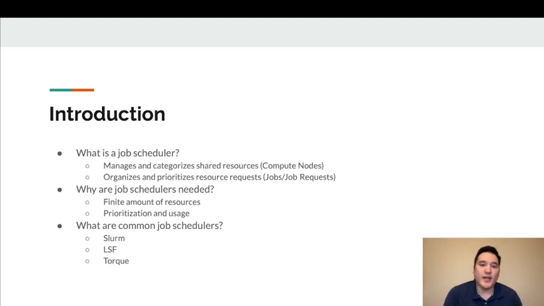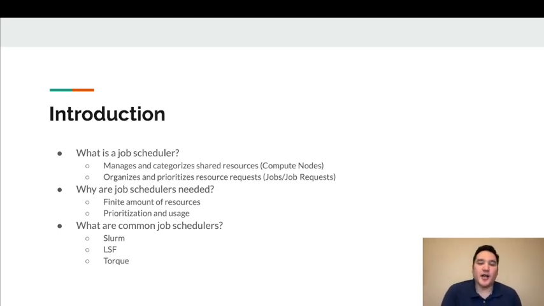It also will organize and prioritize resource requests, basically jobs and job requests. What this means is it keeps track of all the jobs on a system, when a job was run, what the script name was, who ran it, assign a job ID to it, and how long it ran. And that will also prioritize the requests that people have made if there needs to be a wait. Say all the compute nodes are currently in use, it will try to prioritize submitted jobs.